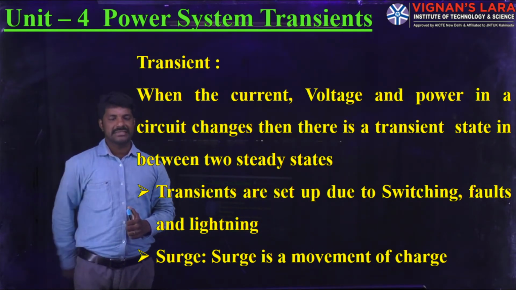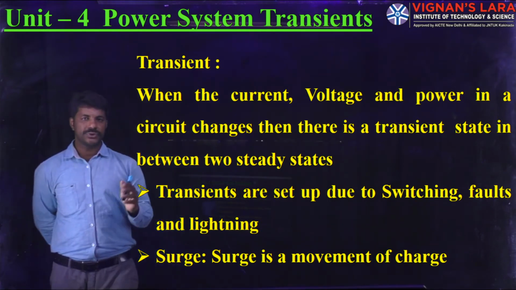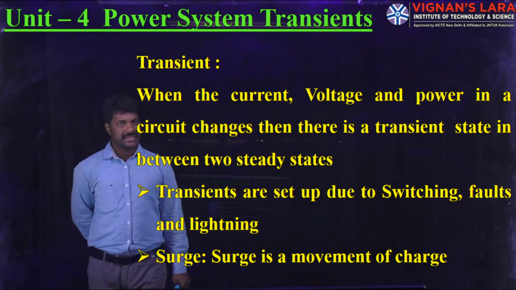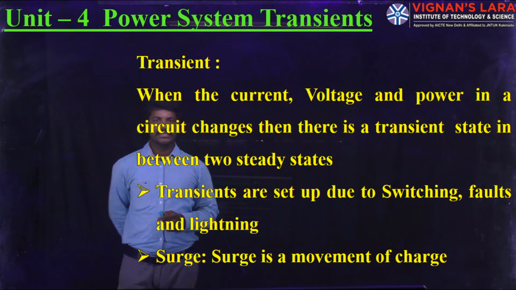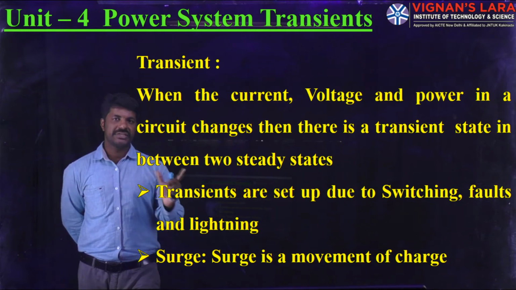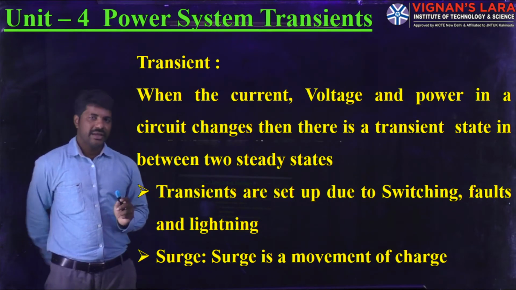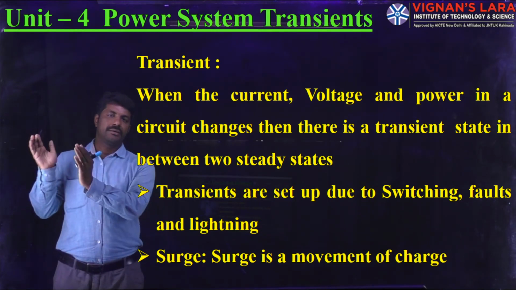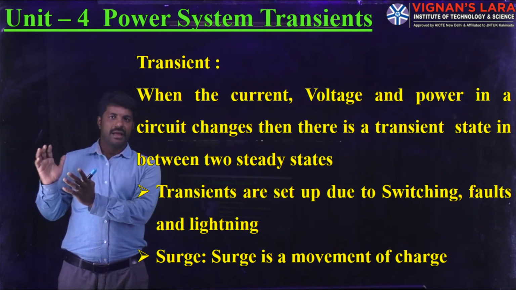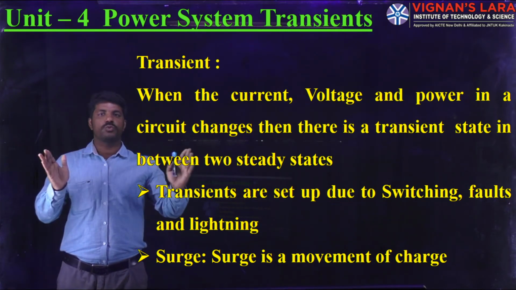Then what are the reasons? How do these transients set up? These transients are set up due to switching actions, faults and lightning. These are the three reasons for which transients can be observed in the transmission line. Switching operations, as we discussed, are whenever the transmission line is connected to the source side, the generating station at the sending end. Until you connect the transmission line to the generating station, it acts as a steady state with open circuit.